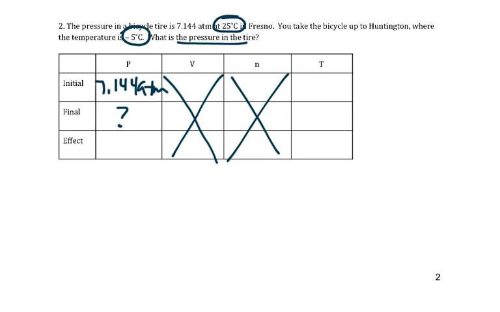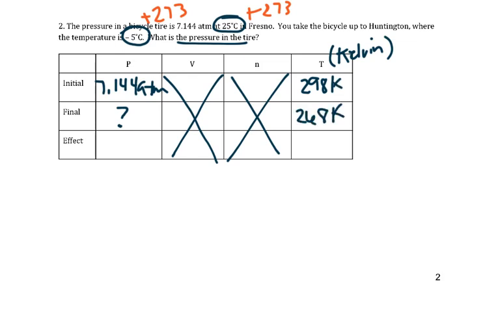I waited to put in my temperature values because remember, with gas laws, it has to be in Kelvin. That's the unit we need to use. So to each one, you need to add 273 to get your temperature into the appropriate unit. When you do that, you should get 298 Kelvin here and 268. So we can clearly see that there is a decrease, so we put our effect arrow there.